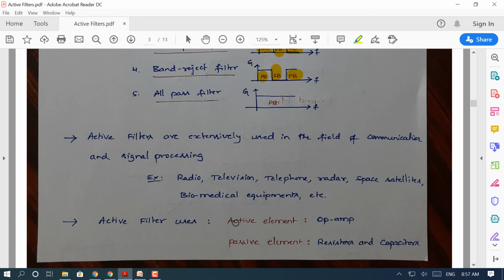Active filters use an active element. In our syllabus we use the op-amp as the active element in the active filter. Along with the active element, we are going to use passive elements such as resistors and capacitors here. So these two, the active element along with the passive elements, are the important components of active filters. So we can construct an active filter using an op-amp, along with resistors and capacitors.